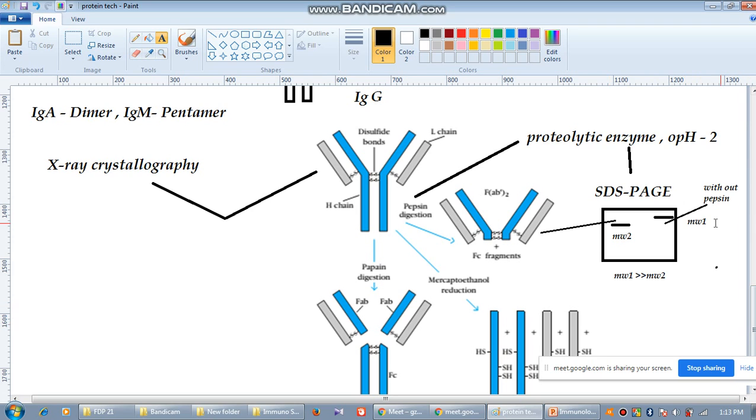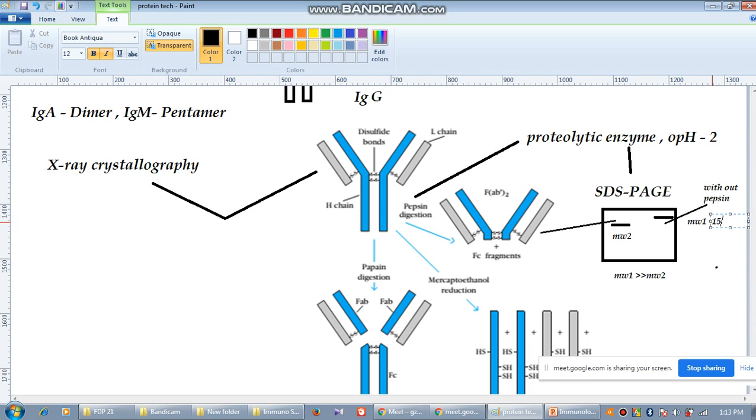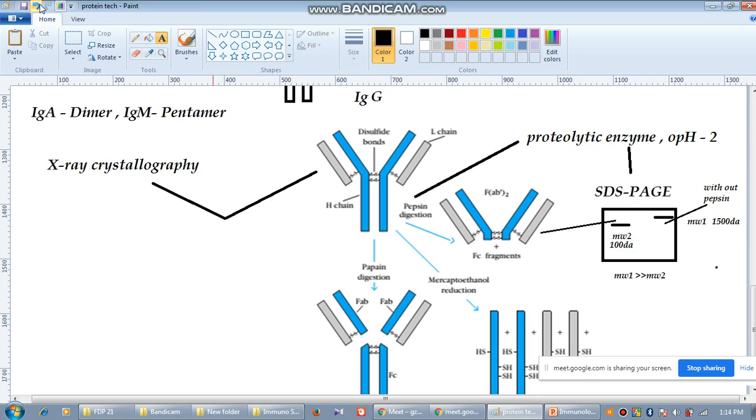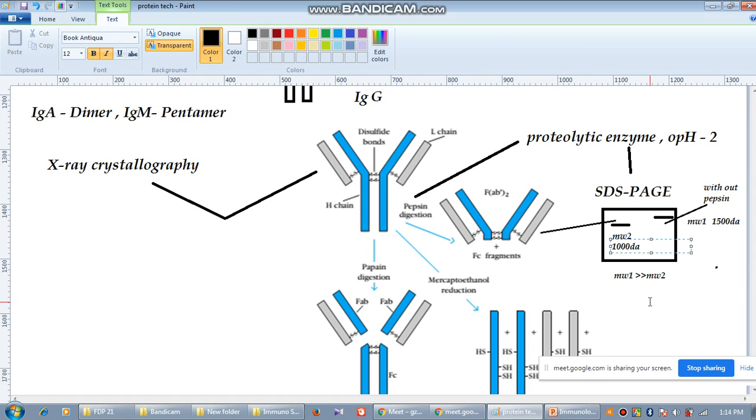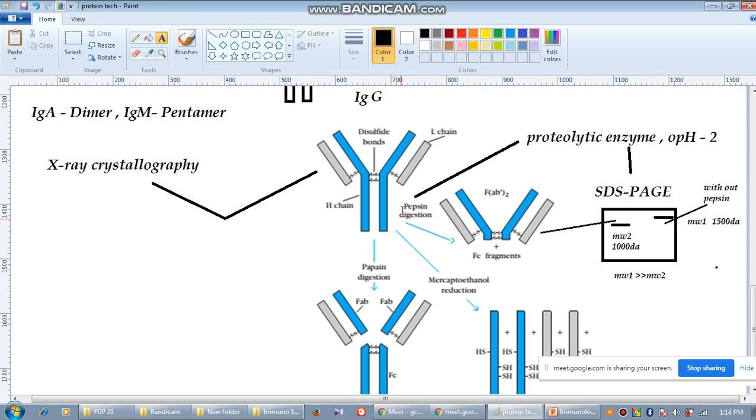And MW2 is approximately 1000 Dalton, while the other is 1500 Dalton. No, not 100, 1000 Dalton. So what does it mean? It means that after addition of pepsin, some protein has been disintegrated. See, the tail is not there. So where has the tail gone? The tail undergoes so much digestion that it could not be traced by SDS page.